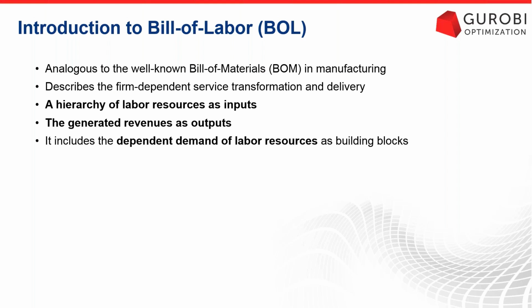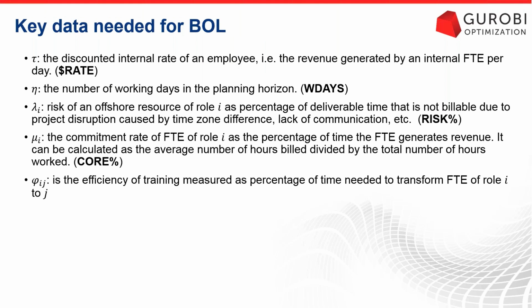It describes the firm's specific service transformation process and service delivery. It takes a hierarchy of labor resources as inputs and has the generated revenues as outputs. It includes the dependent demand of labor resources as the building blocks. Now, here are the key data needed for describing the bill of labor structure. We've already seen most of these data when the panel went through the spreadsheet manual approach.